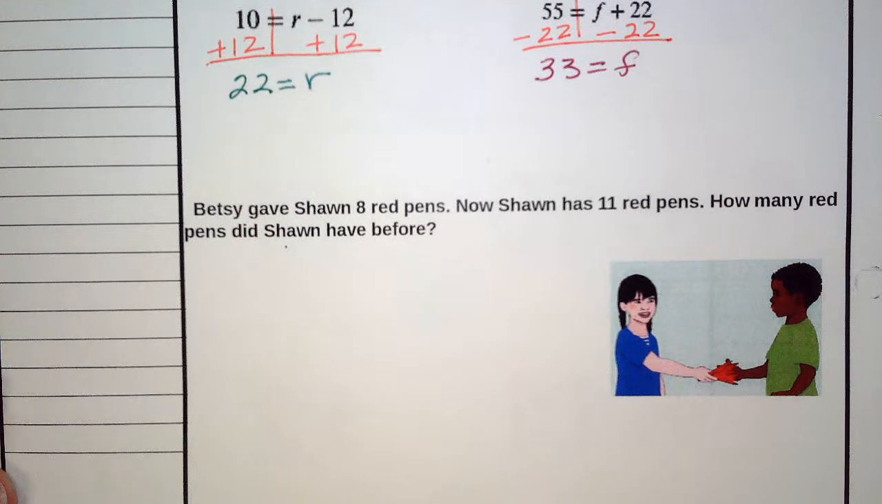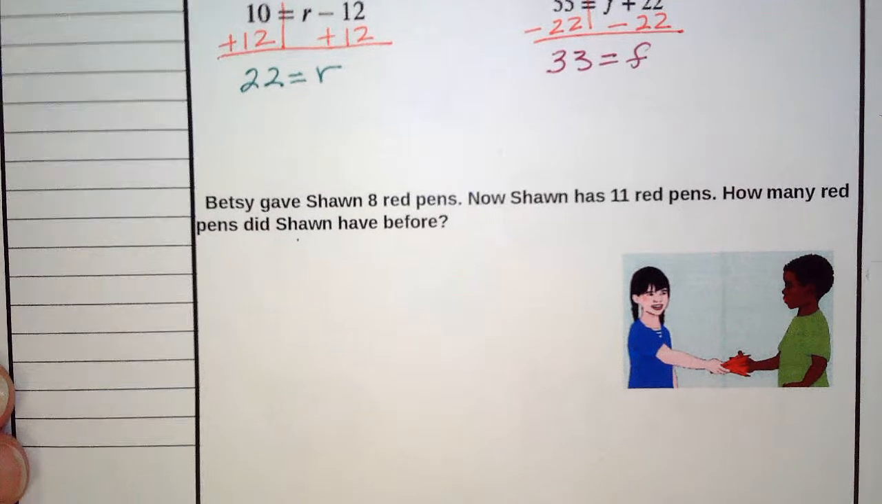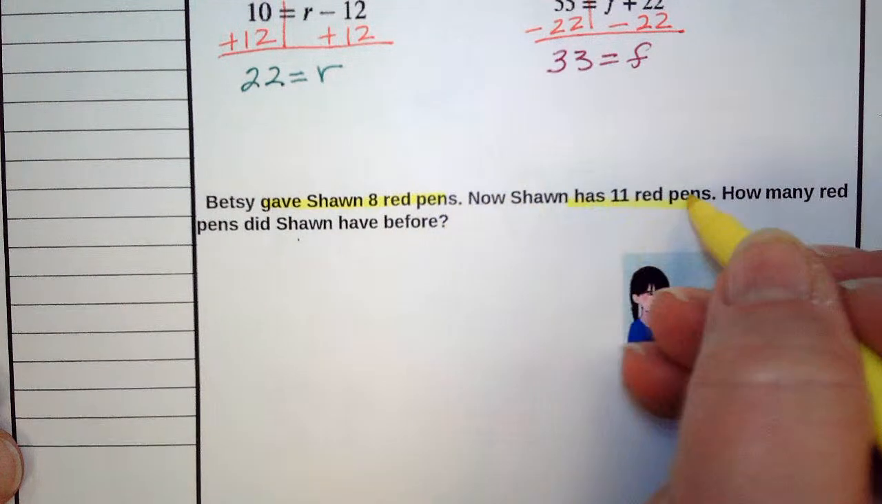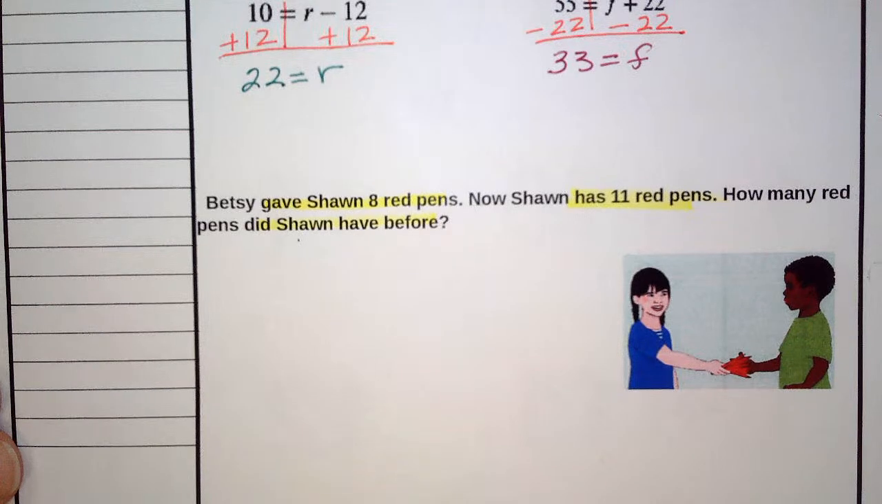Betsy gave Sean 8 red pencils. Now Sean has 11 red pencils. How many red pens did Sean have before? So what we're looking for is how many pencils he had before. As I am highlighting what I need to remember, she gave him 8. Now he has 11. How many did he have before? So we're looking at how many he had before.